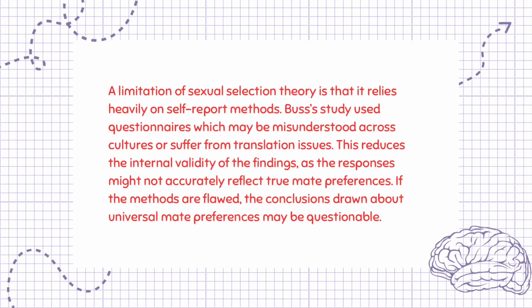A limitation of sexual selection theory is that it relies heavily on self-report methods. Buss's study used questionnaires which may be misunderstood across cultures or suffer from translation issues. This reduces the internal validity of the findings, as the responses might not accurately reflect true mate preferences. If the methods are flawed, the conclusions drawn about universal mate preferences may be questionable.